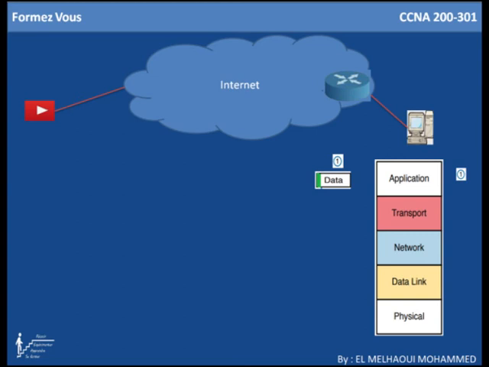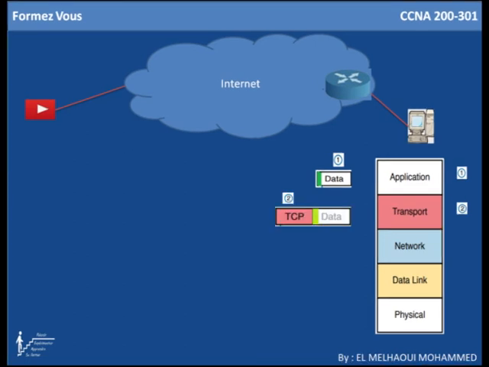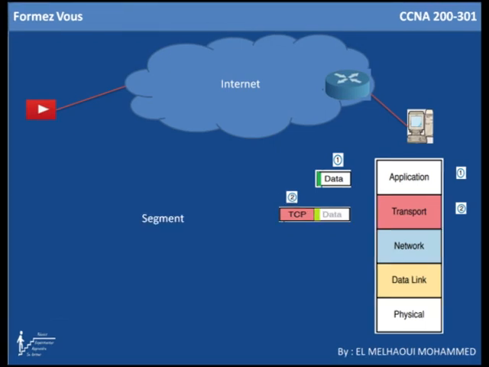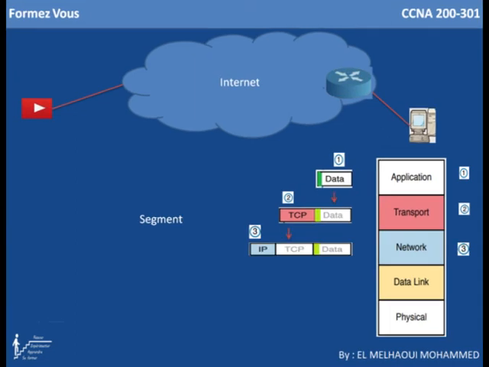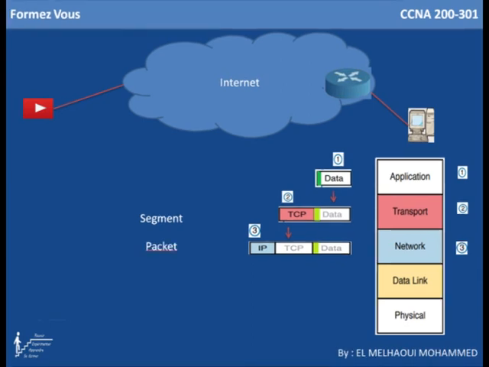Next, encapsulate the data supplied by the application layer inside a transport layer header. A TCP or UDP header is typically used, and this entity is called a segment. I explained TCP and UDP, and you will soon have a video which explains TCP and UDP very well, because it is very important for CCNA. Next, encapsulate the data supplied by the transport layer, or segment, inside a network layer header, typically IP, and this new entity is called a packet, okay?